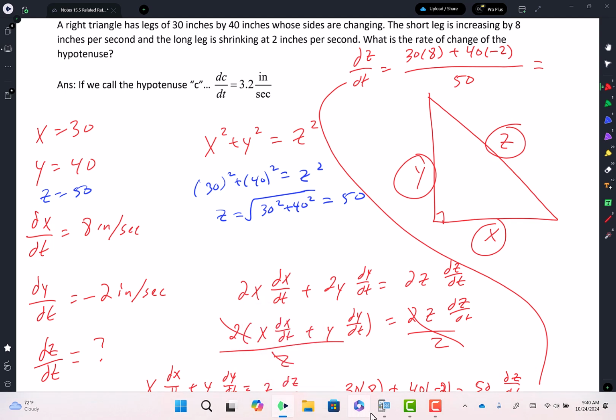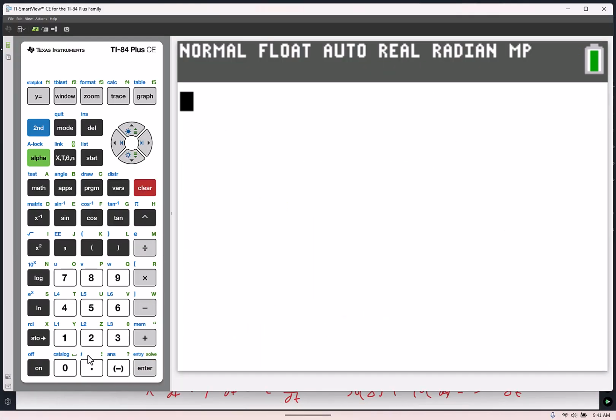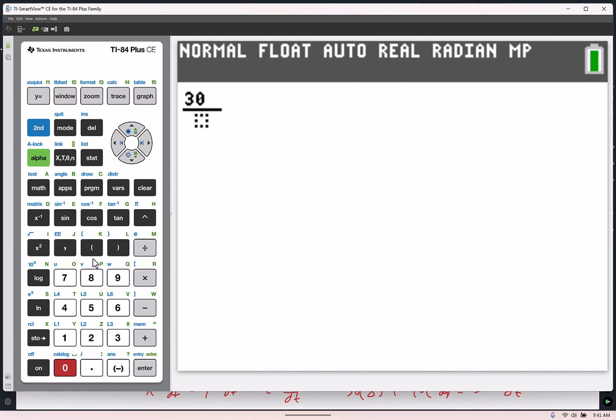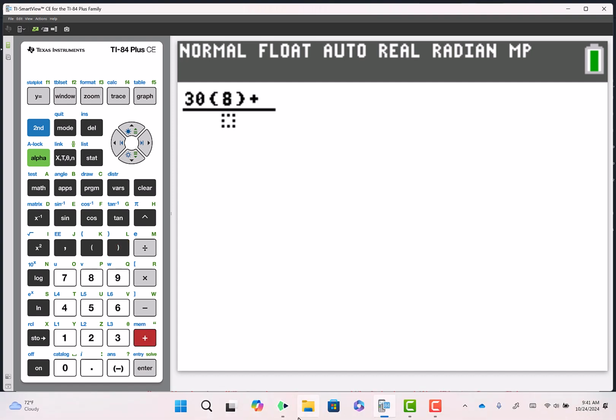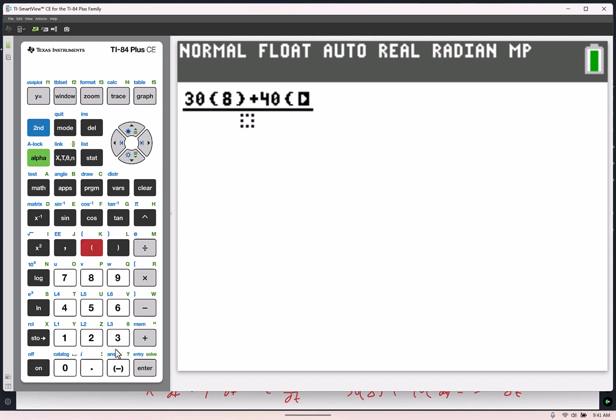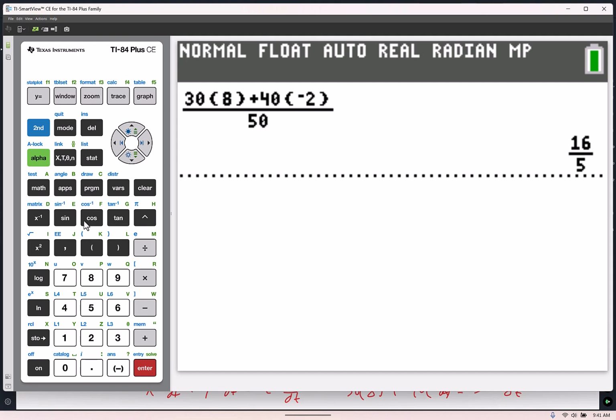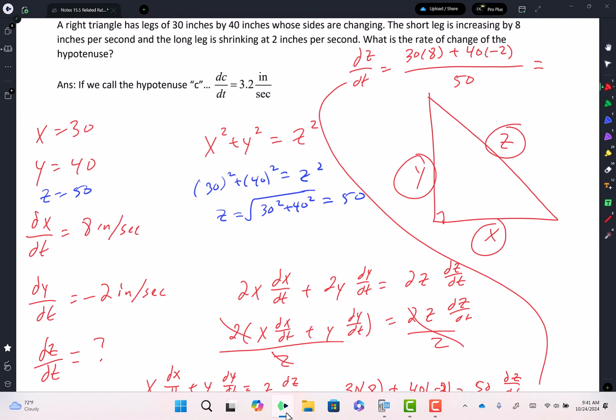So let's see. 30 times 8, plus 40 times negative 2. I know we could write negative 80, but I want you guys to see all the little details. All divided by what again? By 50. And that number there, 16 over 5, is 3.2. 3.2 inches per second.